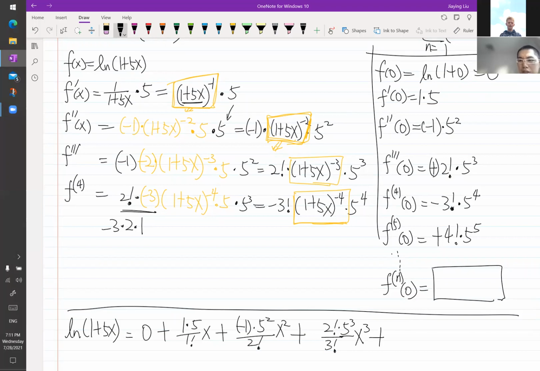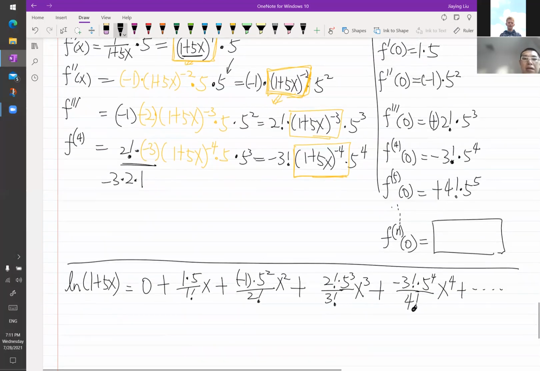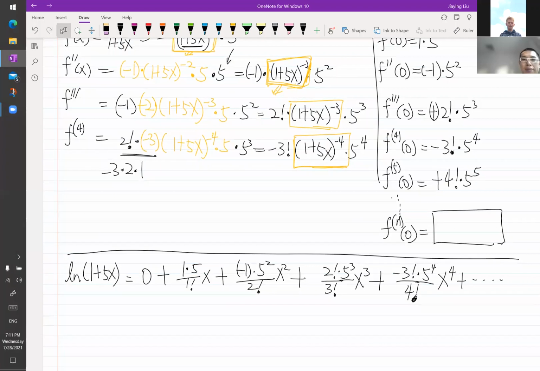The next term is negative 3 factorial times 5 to the 4th over 4 factorial times x to the 4th power, and it continues. So that's a Maclaurin series expanded. And we want to write it in sigma notation, but drop the 0 term.